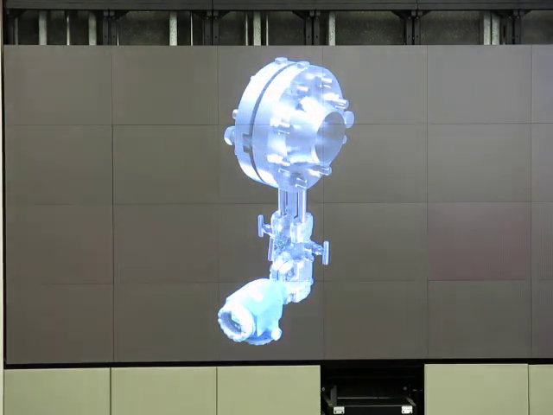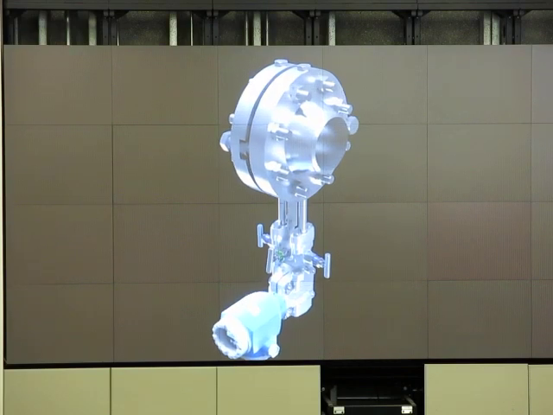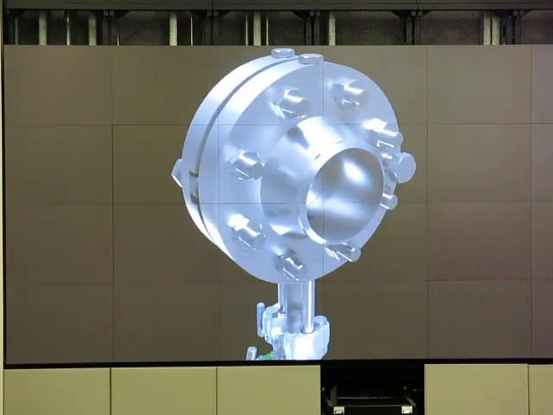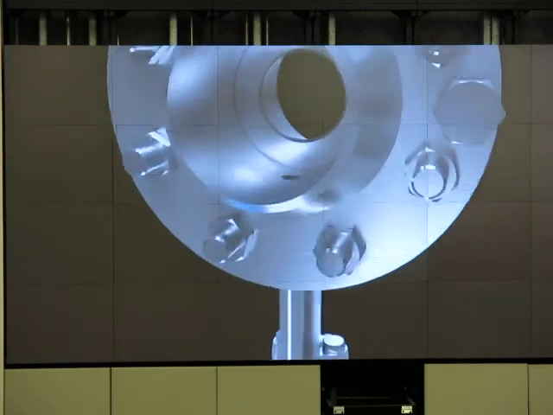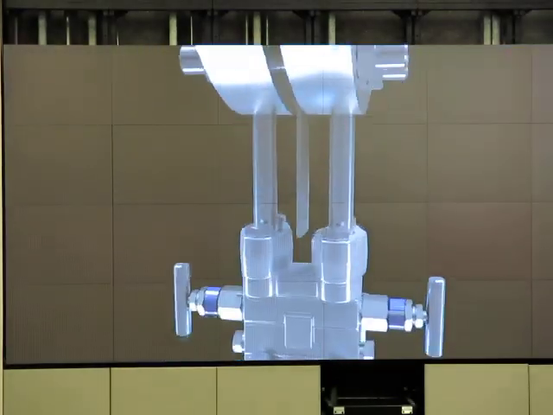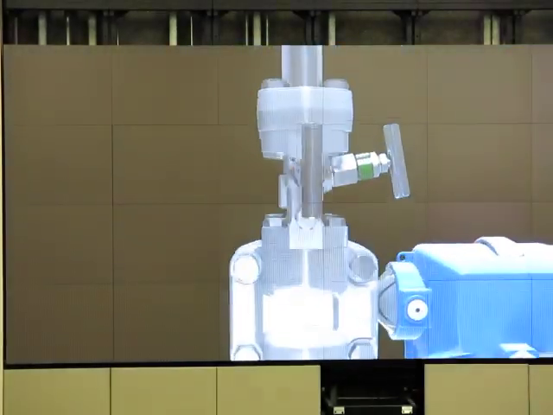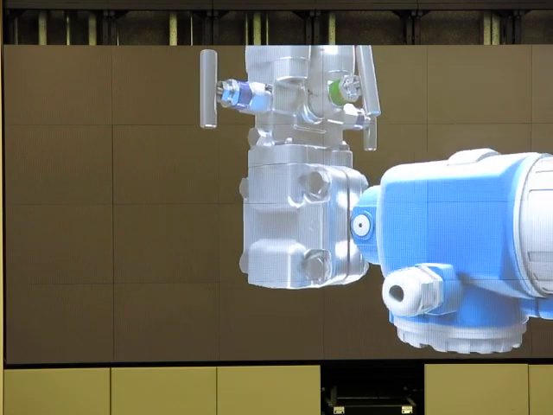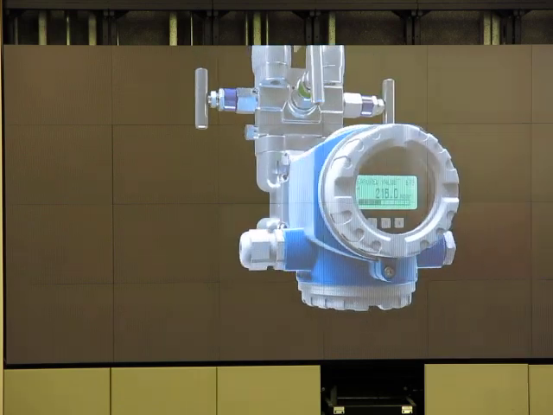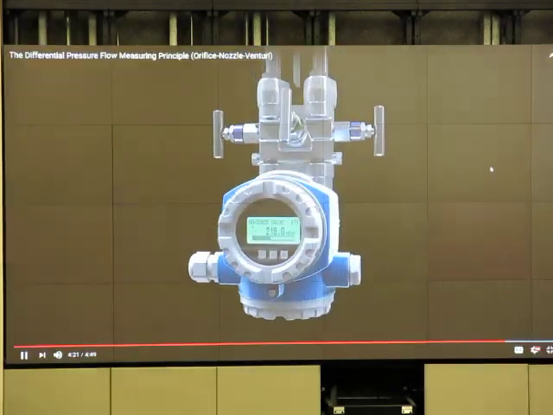Industrial flow measurement using differential pressure has been tried and tested in numerous applications worldwide for about 100 years. With this measuring principle, all liquids, gases, or steam can be measured, even at extremely high process pressures and temperatures.